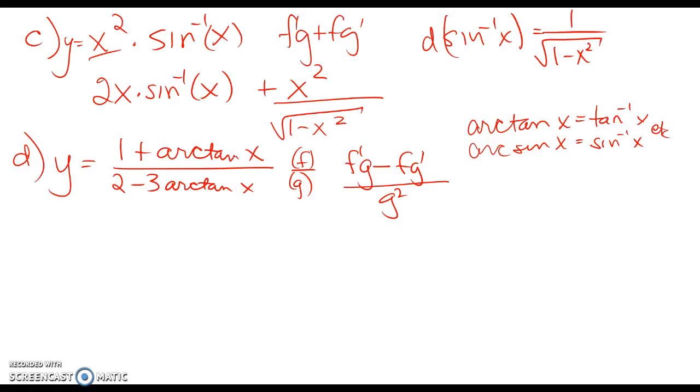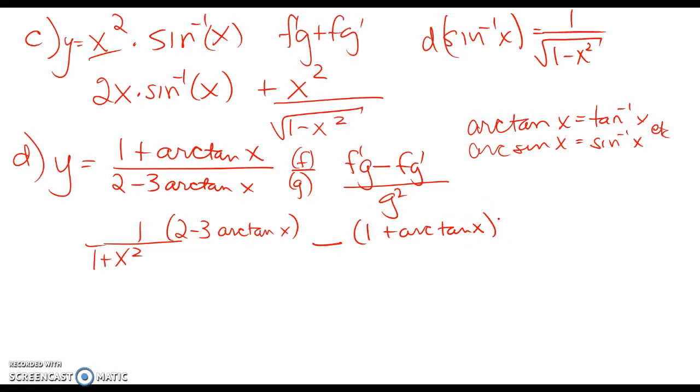the arctan derivative, or tan inverse, is 1 over 1 plus x squared, right, times g minus f times the derivative of the bottom, which is, the derivative of 2 is 0, and it'll be negative 3, and it's 1 plus x squared.